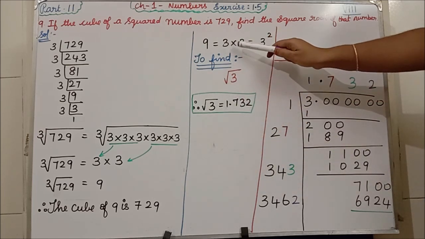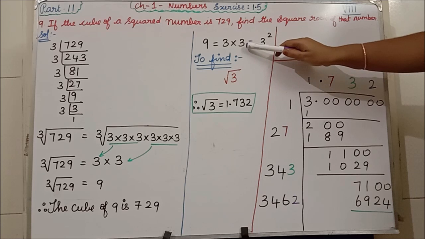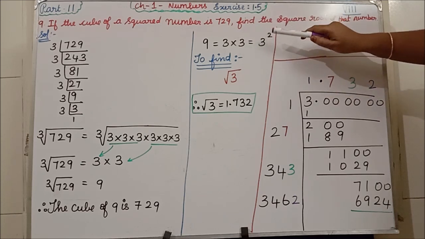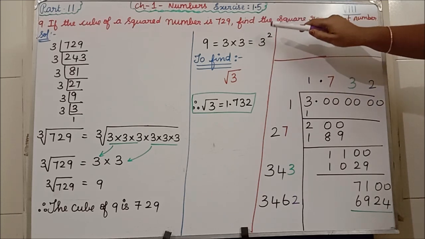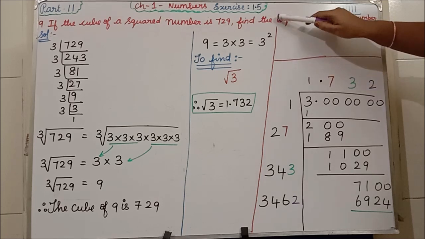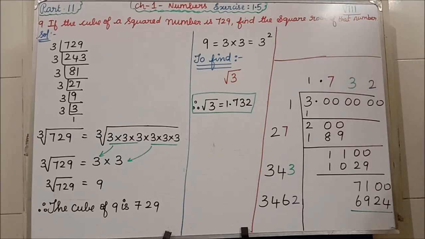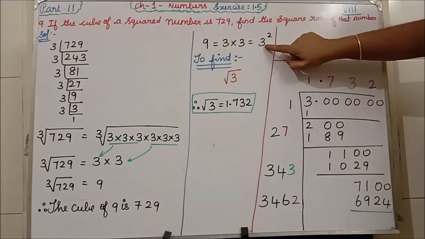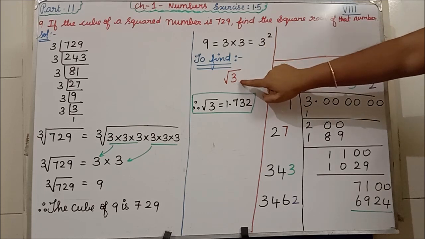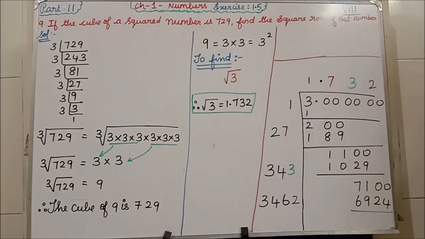Okay, we have got the cube root of 729 is 9. 9, how can we split? 3 into 3, so that we can write 3 square. This is the squared number. For this squared number we have to find the square root. Okay, what is the squared number? 3. For this 3 we have to find the square root. Clear? Students, do you remember how to find the square root by the long division method? We have done that in the earlier session. Do you remember that? Yes, one more time we'll recall that.